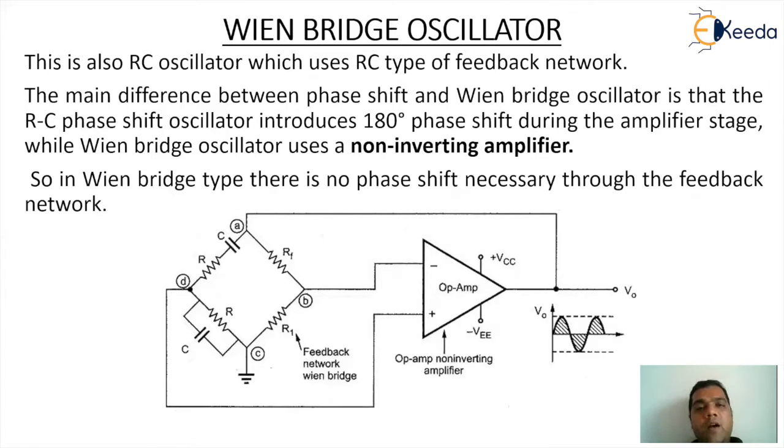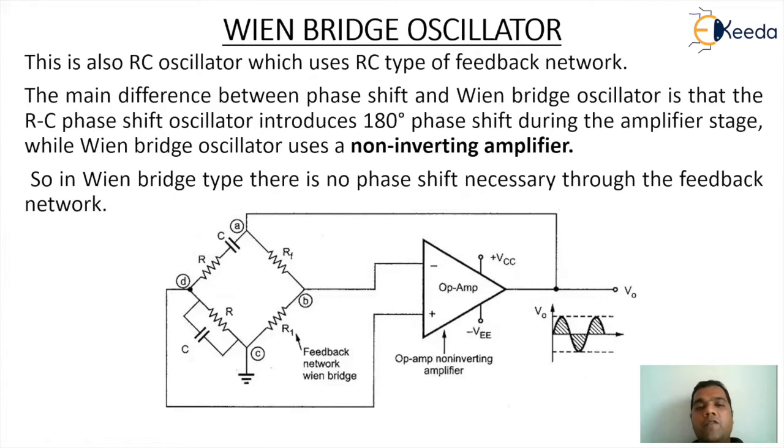As far as the Barkhausen's criteria is concerned, the total phase shift for the entire loop has to be 0 or 360-degree, and the product of the loop gain, AV into beta, where AV is the gain of the amplifier and beta is the gain of the feedback circuitry, the total loop gain, should be unity. So with that logic, a Wien bridge circuitry was actually realized.